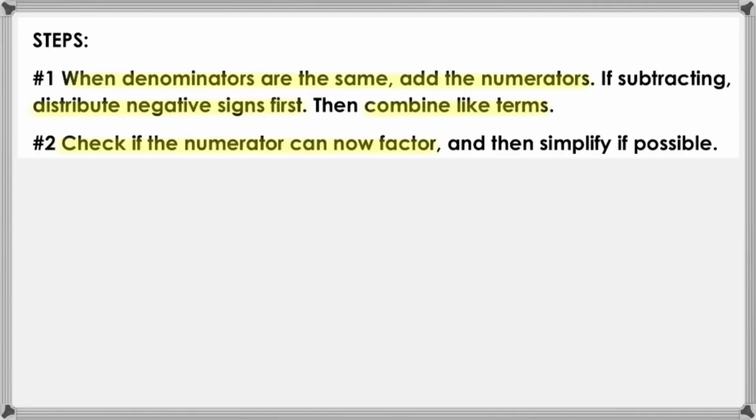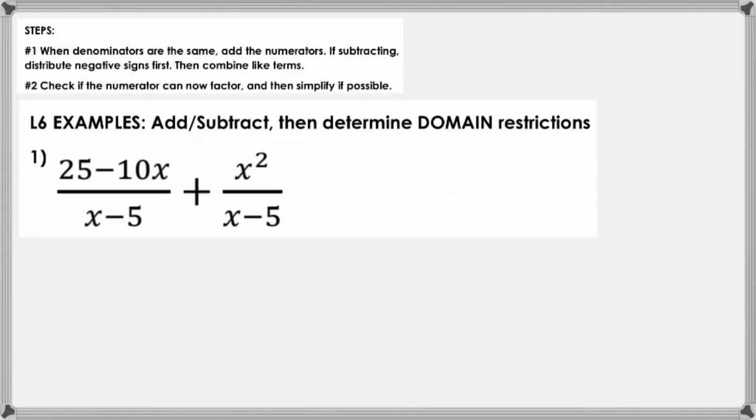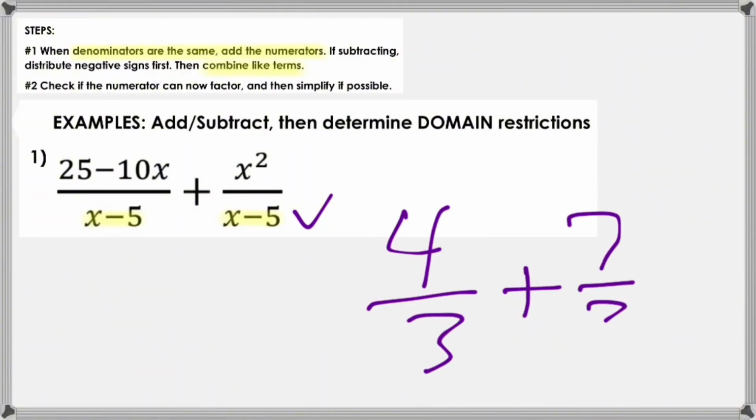And once you do your addition, you are going to have to combine your like terms, basically, and then see if the numerator can now be factored. So let's take a look at one of these practice problems right here. Pause and write this one down. You will notice that the denominator is the same. It says x minus 5. Good job. You are ready to move on, just like if this said 4 over 3 plus 7 over 3.